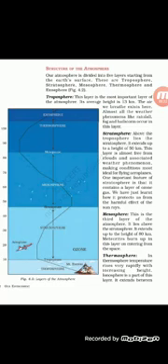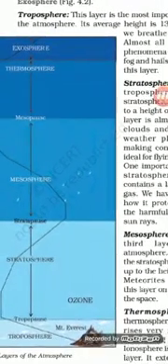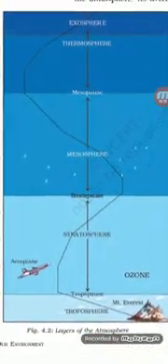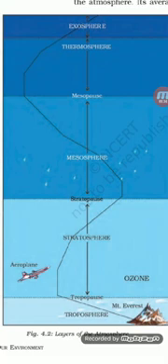In this diagram, you can see that the first layer of the atmosphere, which is in contact with the earth, is the troposphere. Its average height is up to 13 kilometers. So this layer of the atmosphere we can find up to a height of 13 kilometers from the sea level.